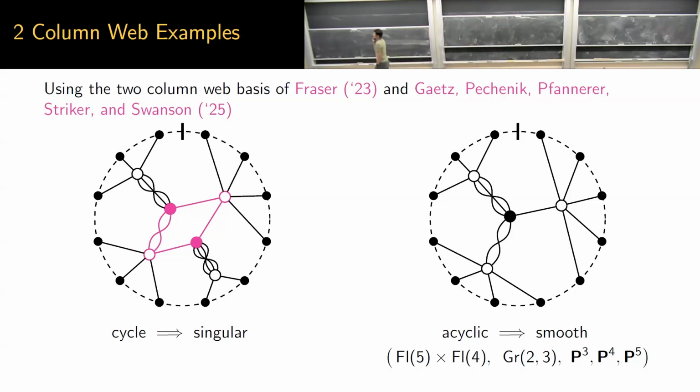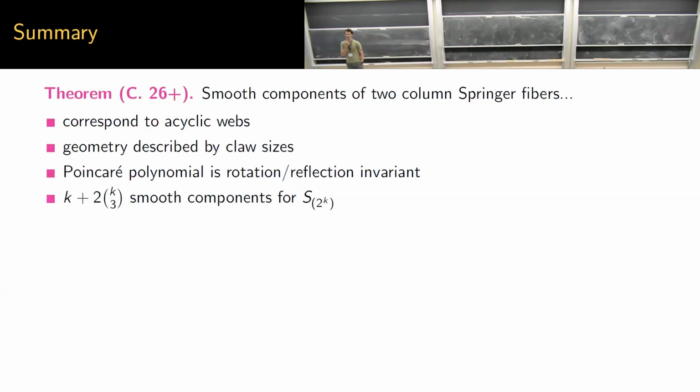So that's the main theorem. The smooth components of 2-column Springer fibers exactly correspond to the acyclic webs in this 2-column web basis. The geometry is exactly described by these claw sizes. A nice consequence of this is that when I compute the Poincare polynomial of my smooth components, these Poincare polynomials are equal if and only if my webs are a rotation or reflection away from one another.